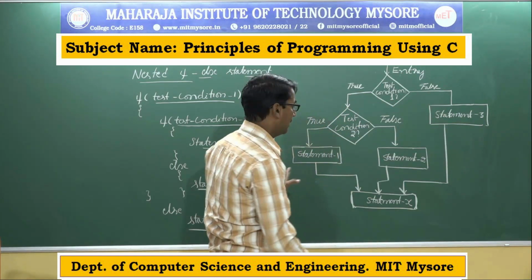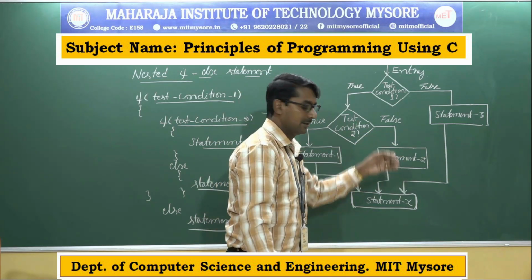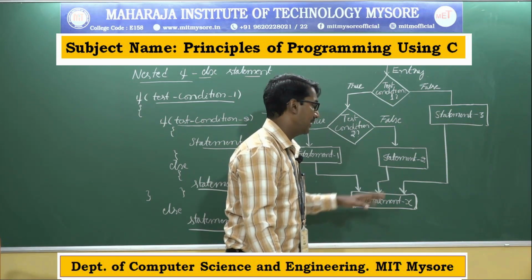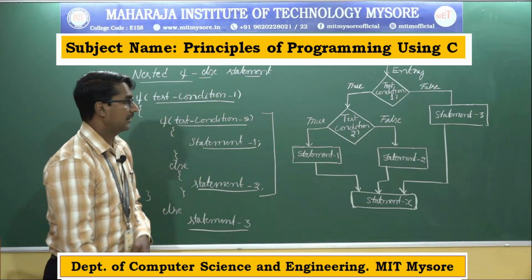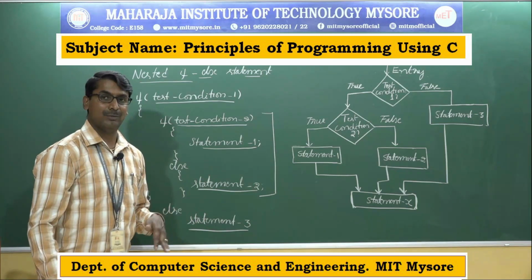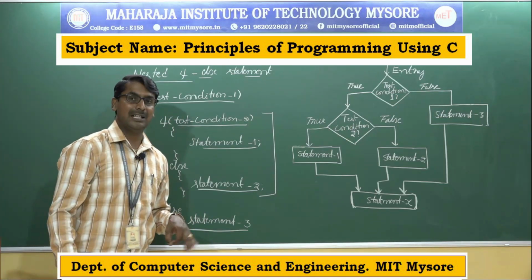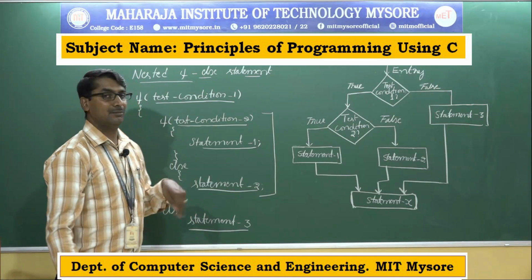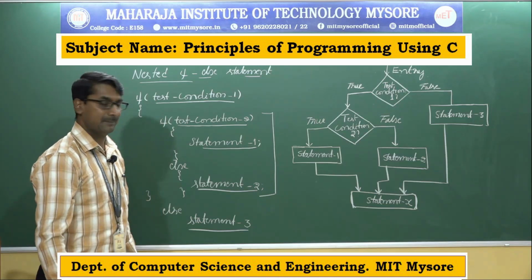After executing any one of the statements, means after executing statement 1 or statement 2 or statement 3, finally the control is transferred to statement X. Okay, statement X will be executed. Okay, this is about the nested if statement. So, in the nested if, more than one condition will be verified. That's why this if statement is also called a multi-way decision statement. So, here more than one condition will be verified to execute certain statements.